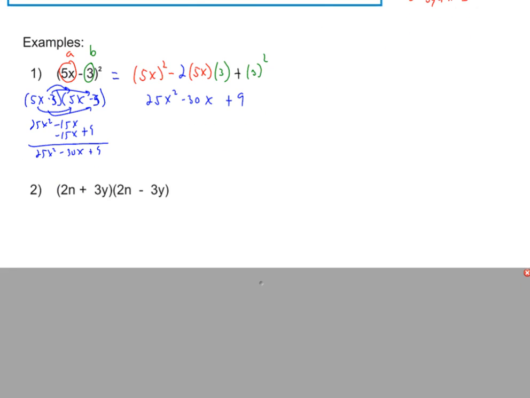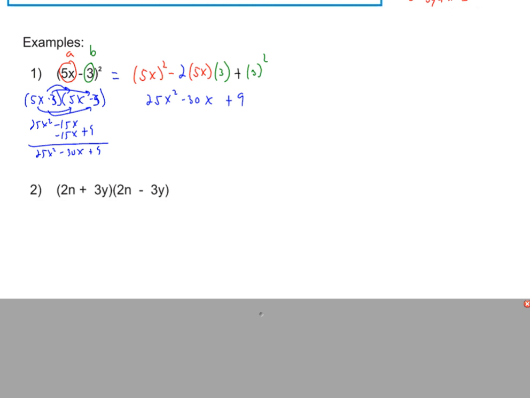All right, here's a scenario. This is the product of the conjugates. So this is a bit of a shortcut. It does save you time, again, when you understand a difference of two squares. So in this scenario here, the 2n is the A, right? And the 3y is the B.